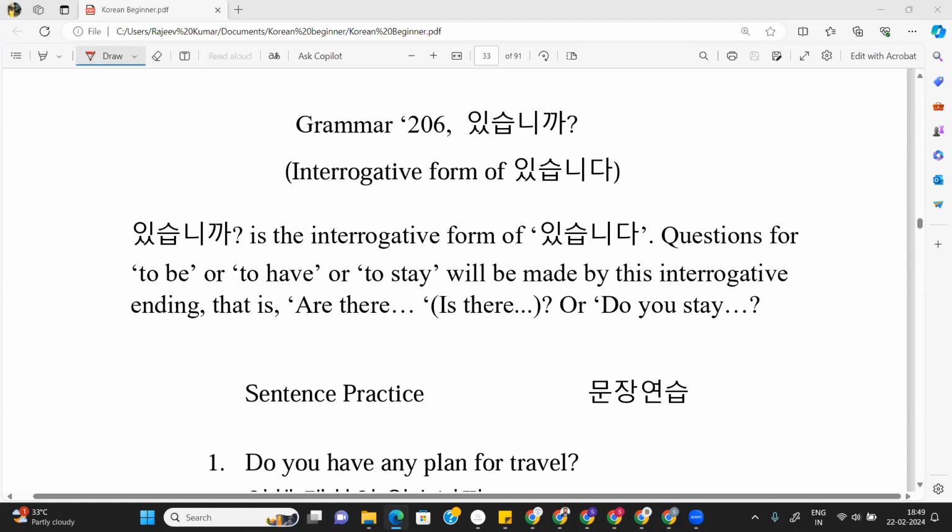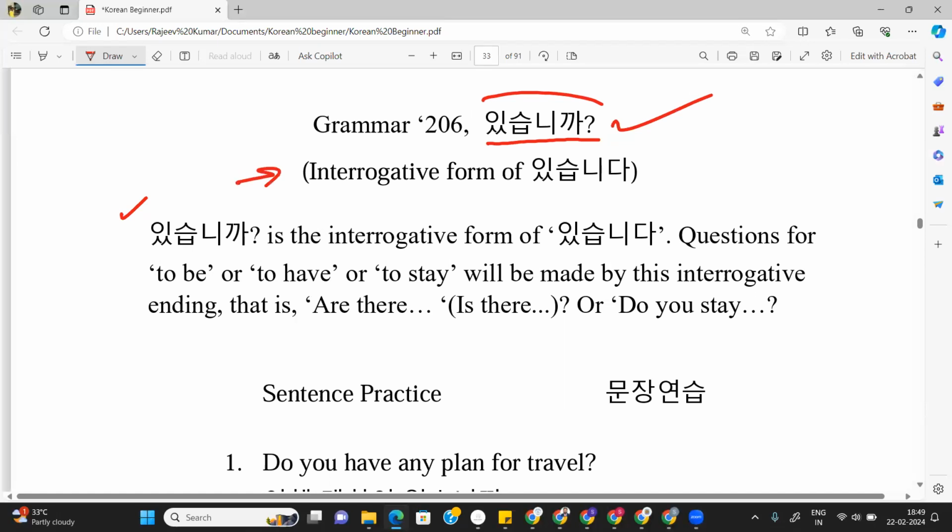So today we'll learn about the pattern. Read this one. Yes, correct. Isamnika. Interrogative form of Isamnida. Yes, read this. Isamnika is the interrogative form of Isamnida.